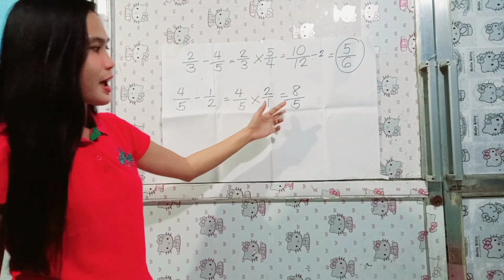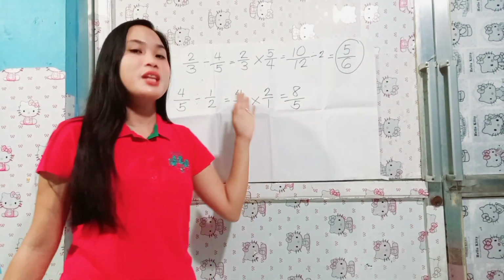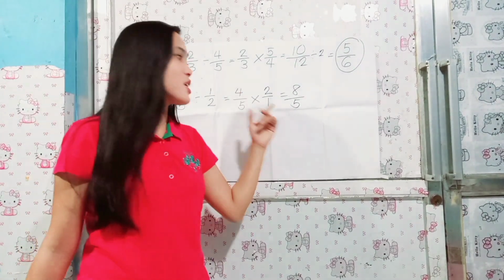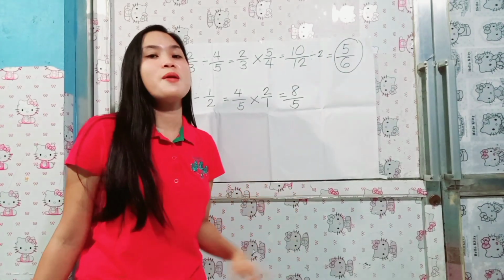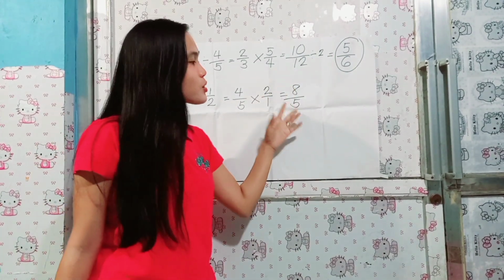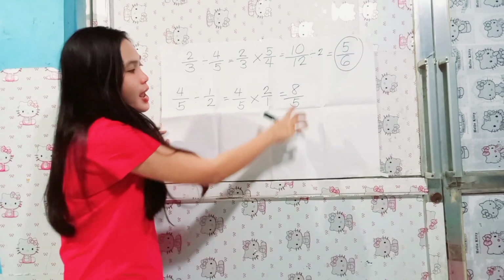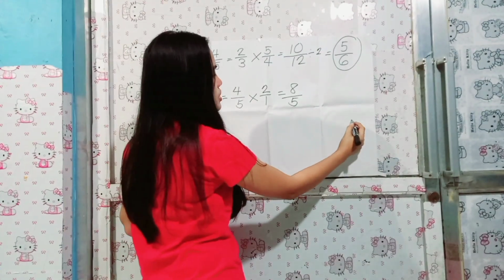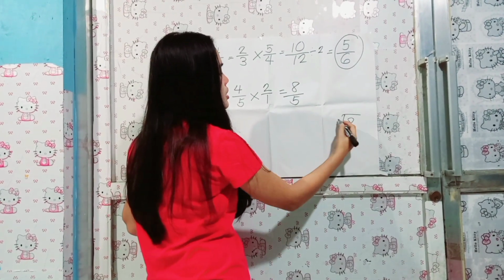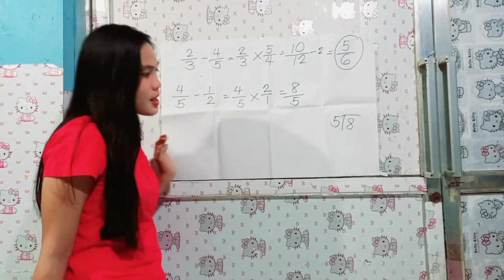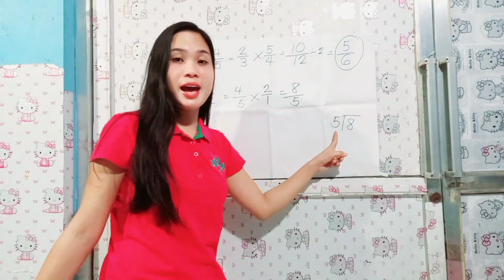Since 8 over 5 is an improper fraction, we need to change this improper fraction into a mixed number. To transform this improper fraction into a mixed number, we will divide 8 divided by 5. Let's solve here. 8 divided by 5 is 1.